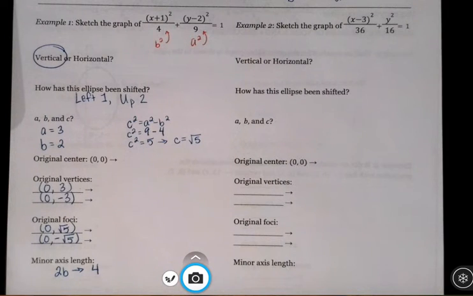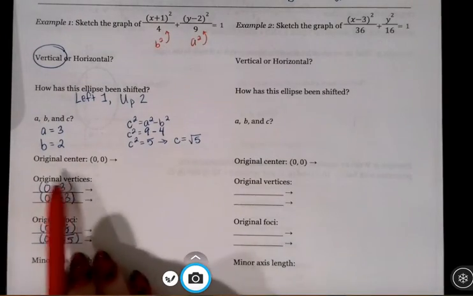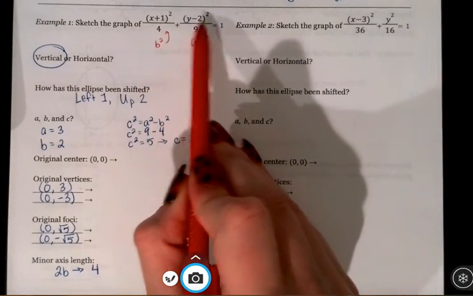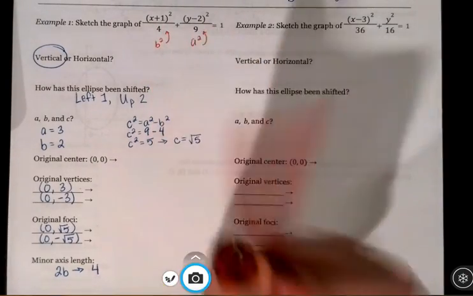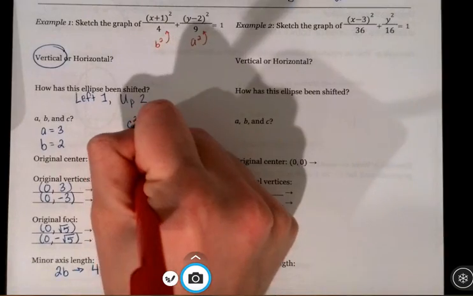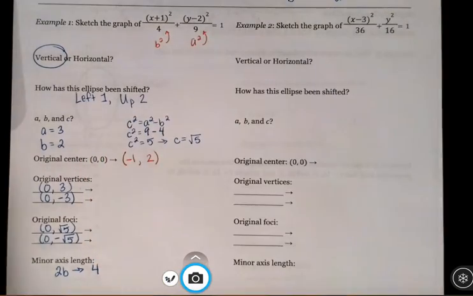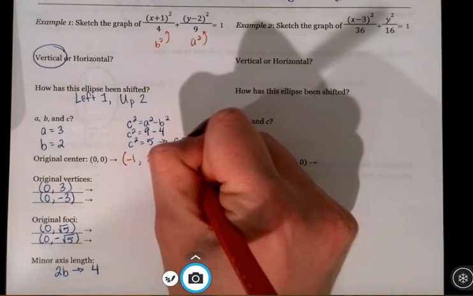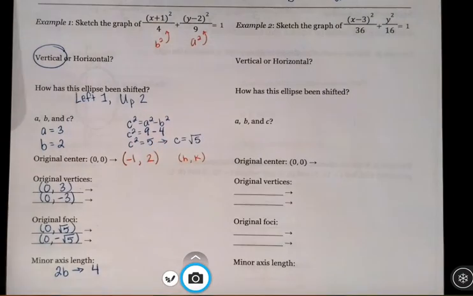So I'm going to switch pen colors so I can do all of the new stuff in red. So my new center is -1, comma, positive 2. My h and my k from my equation. So if you want to make a note to yourself, it would be h, comma, k, whatever that is.